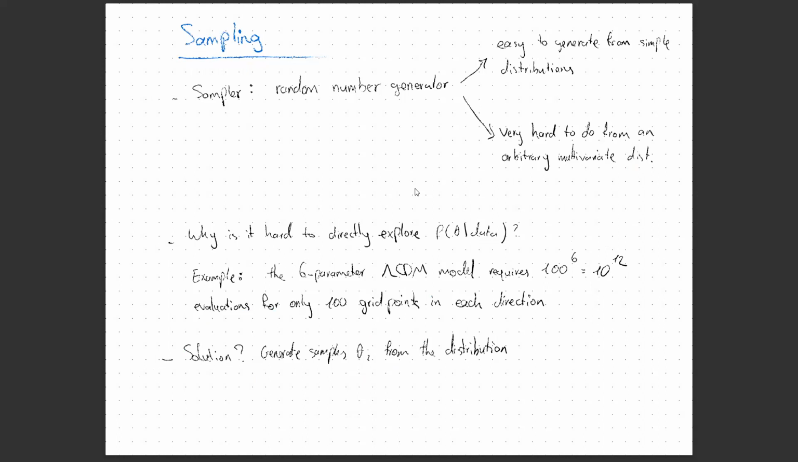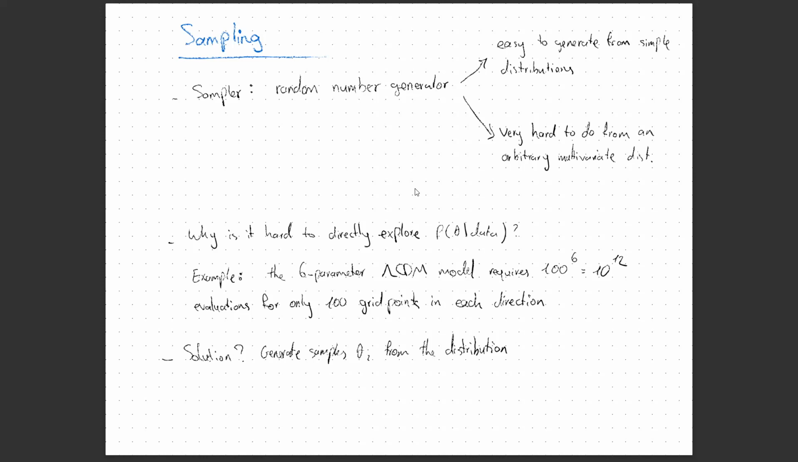Well, we have a huge parameter space which we need to explore, right? The thing is, we need to use the sampler, which is a random number generator, and it seems easy, right? Because if we want to generate from a simple distribution, it's fine, but as soon as we go to an arbitrary multivariate distribution like the Bayesian posterior, it's going to be very hard to efficiently generate the random numbers.